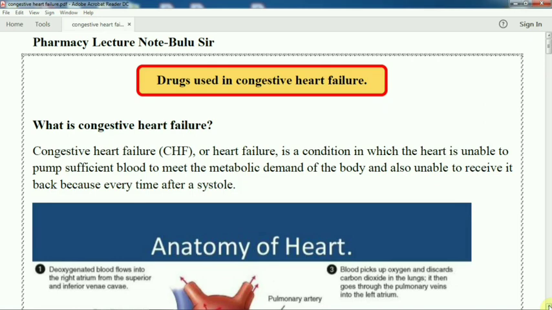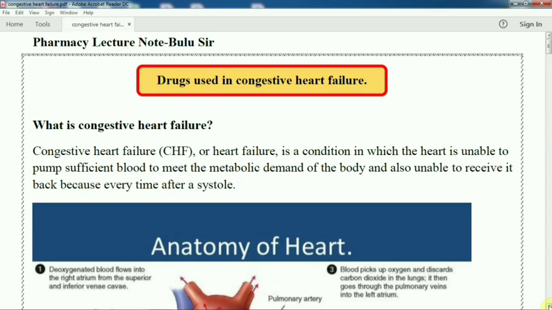Congestive heart failure, or heart failure, is a condition in which the heart is unable to pump sufficient blood to meet the metabolic demand of the body, and is also unable to receive it back after every systole. That means the heart is unable to supply a sufficient amount of blood to every part of the body.